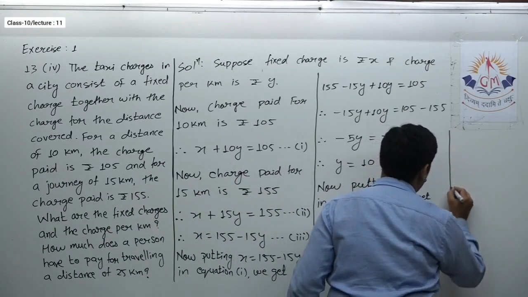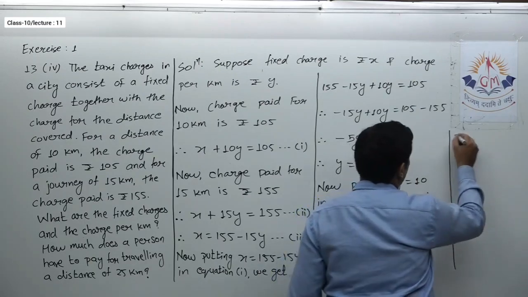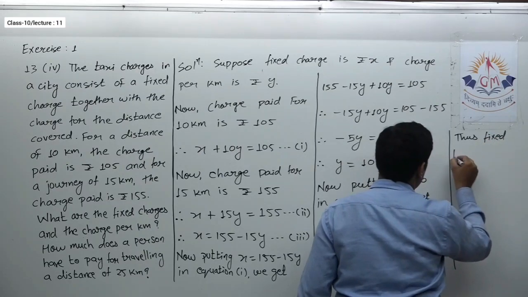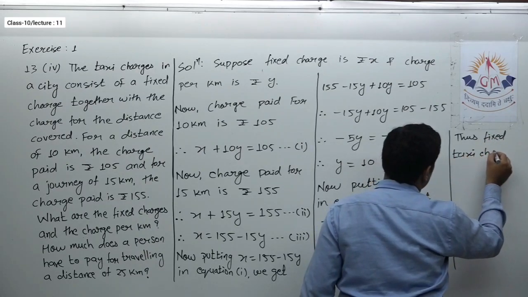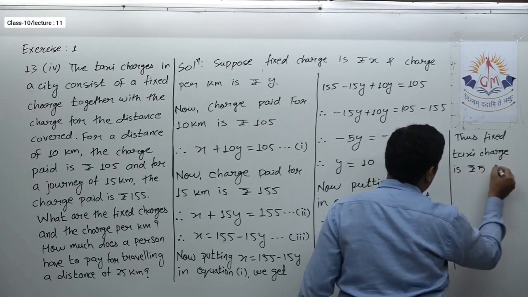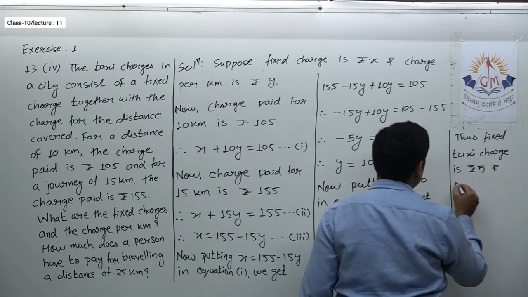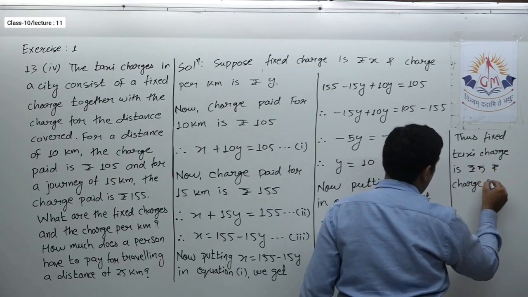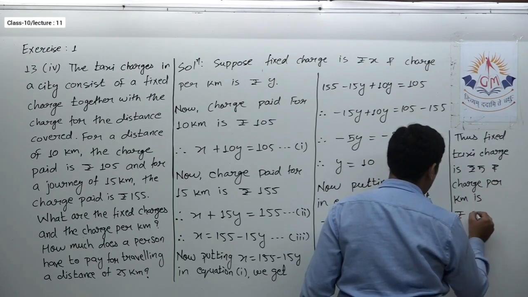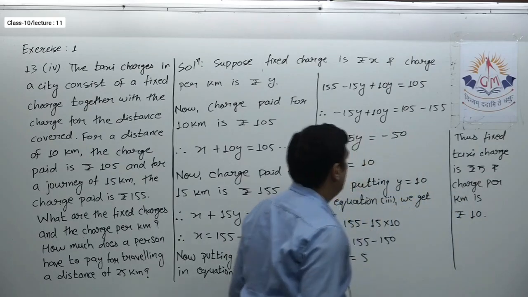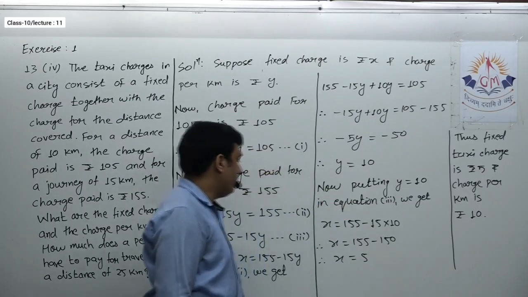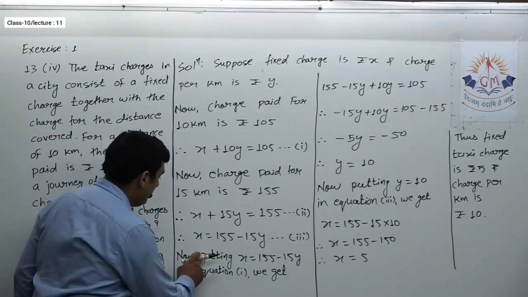Now here I will write the concluding line. Thus, the fixed taxi charge is rupees 5 and the charge per kilometer is rupees 10. Okay, the charge per kilometer is rupees 10 and the fixed charge is rupees 5. I hope this is clear to you. So please note it down.